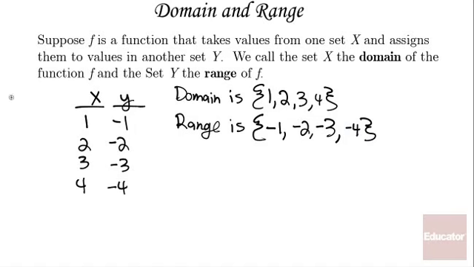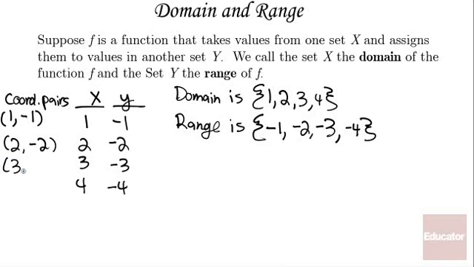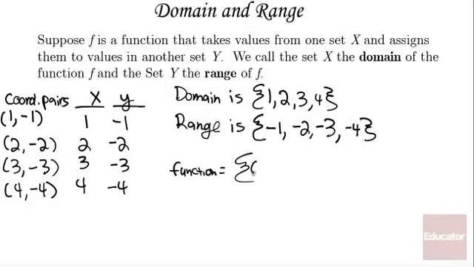Mentioning last time about coordinate pairs, I can generate a set of coordinate pairs for each of these. 1, -1. 2, -2. So remember, the x value is first, the y value is always second. 3, -3, 4, -4. And I could place these into brackets as well, describing the set of coordinate pairs for this function as 1, -1, 2, -2, and on.